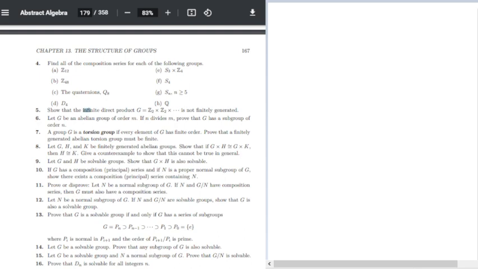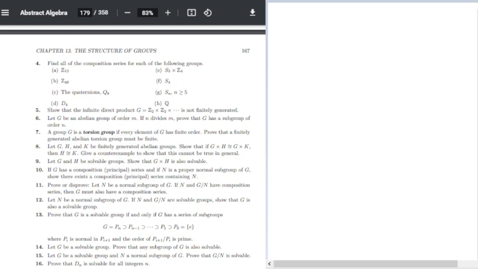So let G be an abelian group of order m. If n divides m, prove that G has a subgroup of order n. Alright. Let G be an abelian group of order m. If n divides m, prove that G has a subgroup of order n. We basically apply it to the prime factorization to get elements in the prime factorization.